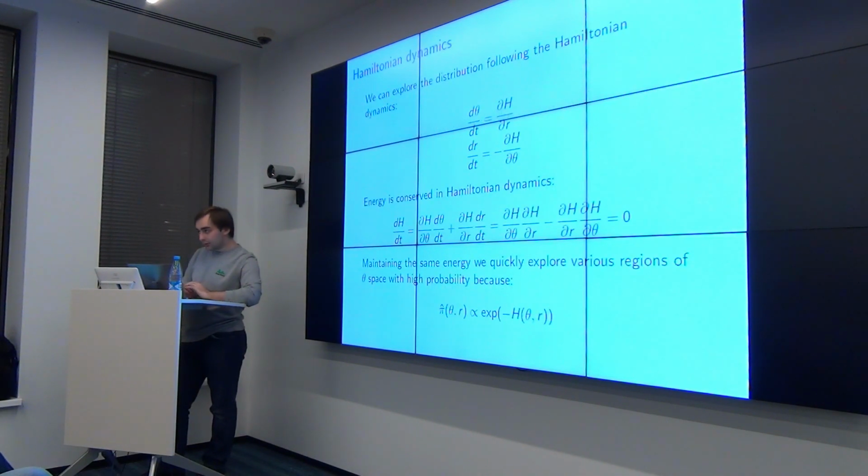Okay. So the important point of why HMC works is because we can quickly explore the distribution by following the Hamiltonian dynamics. And why is that? Because Hamiltonian equations conserve energy. And so the Hamiltonian is constant if we integrate the Hamiltonian equations. And that's why if we start from some point in space where Hamiltonian is low enough so that the probability is high enough, we will stay in that region and quickly explore it.